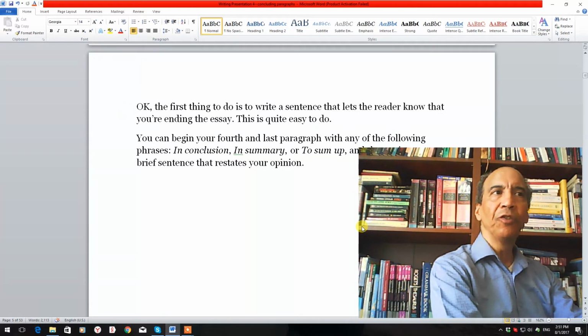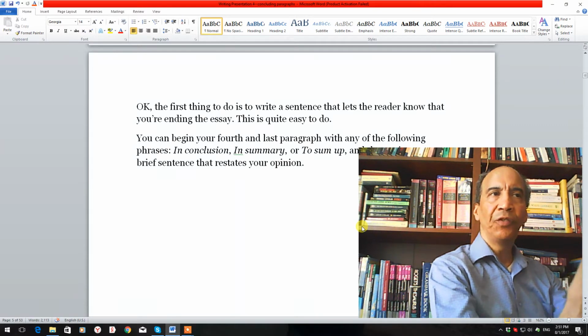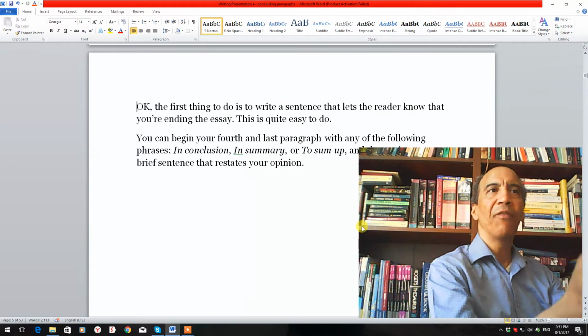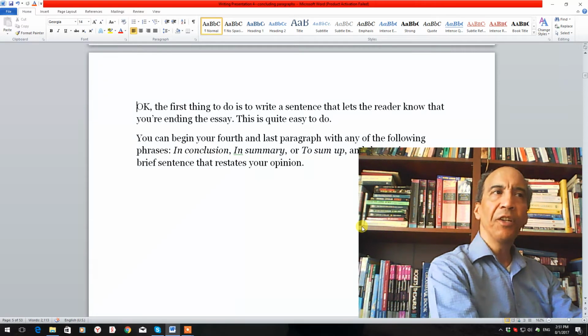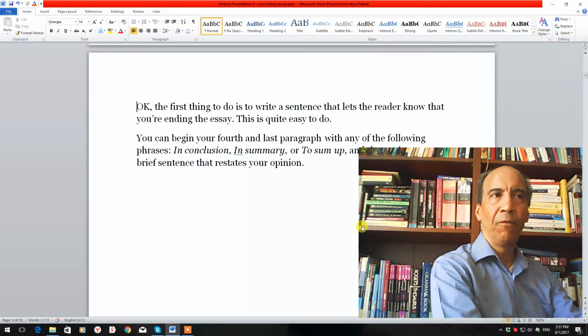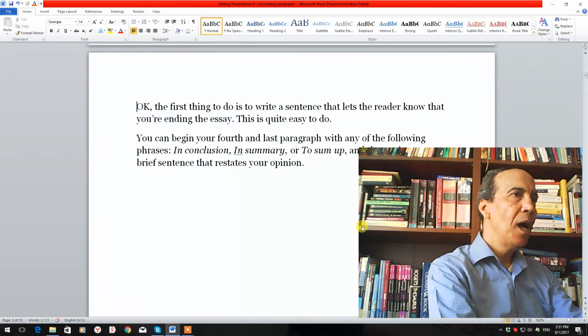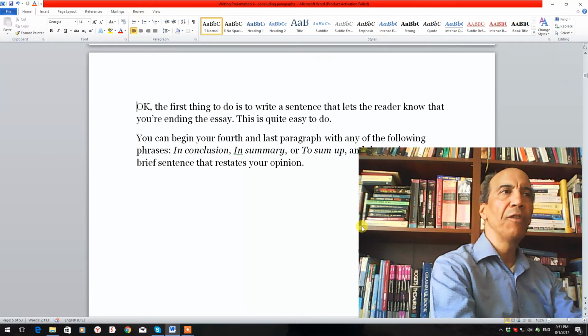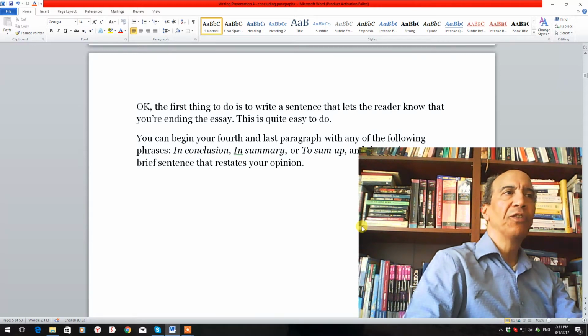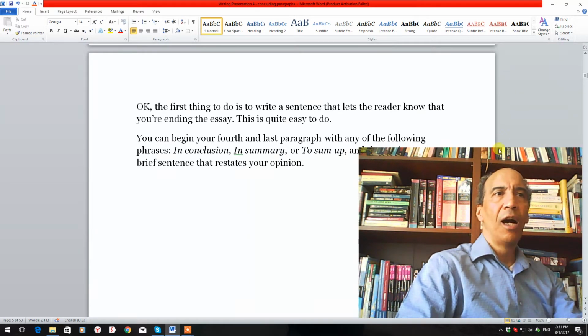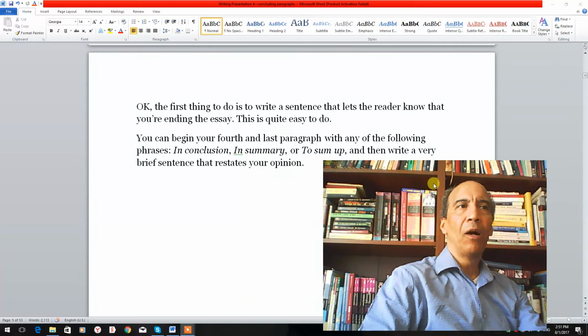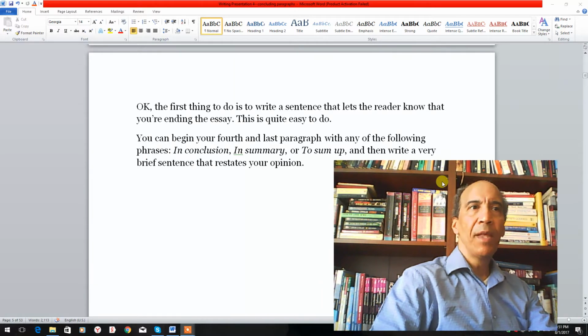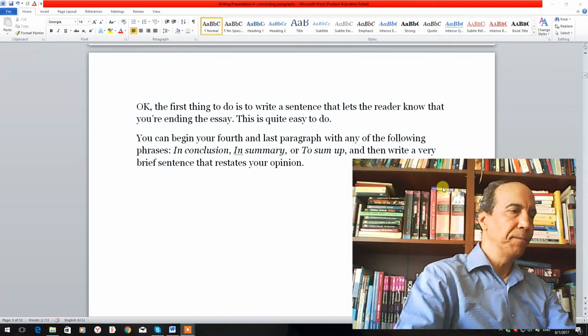Okay, now the first thing to do is that you have to write a sentence that starts the paragraph that lets the reader know that you're ending the essay. And this is relatively easy to do. You could begin your fourth and last paragraph with any of the following phrases. You could say in conclusion, you could say in summary, or to sum up, and then write a very brief sentence that restates your opinion.